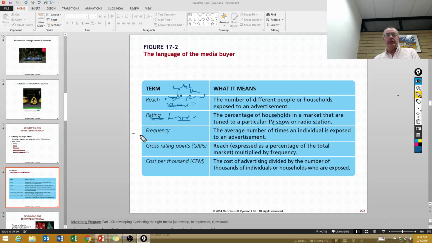Okay, so we have frequency. Frequency is the average number of times an individual is exposed to an ad. Gross rating points is the reach, the percentage of households in a market, multiplied by the frequency. And cost per thousand is the cost to the marketer to have its ads exposed to 1,000 households. Okay, and then let's just move on.